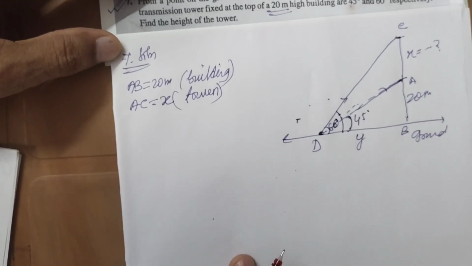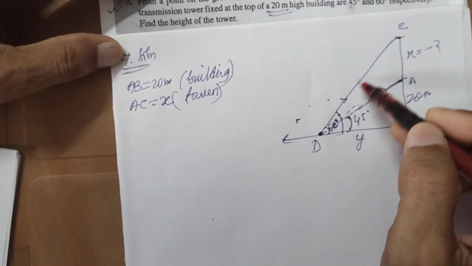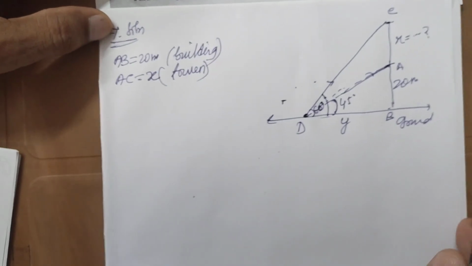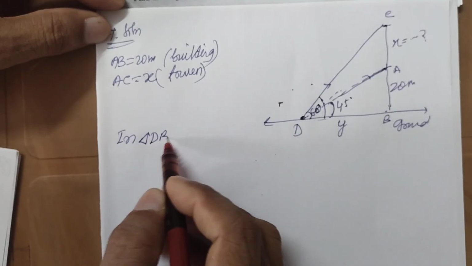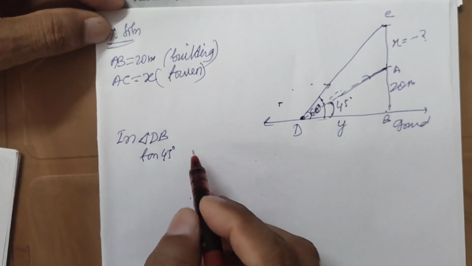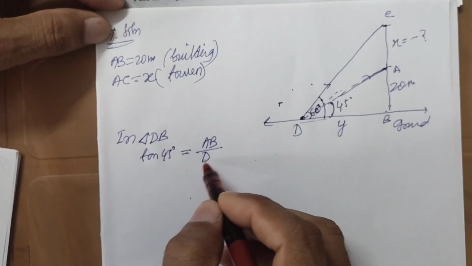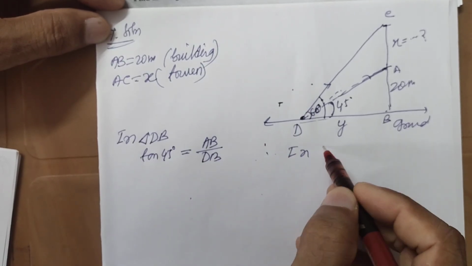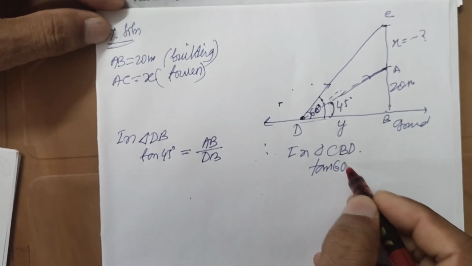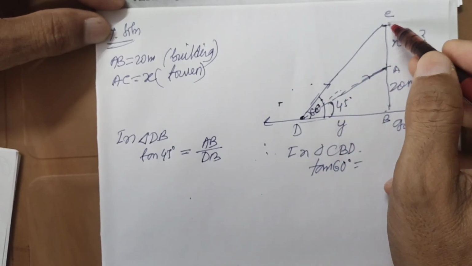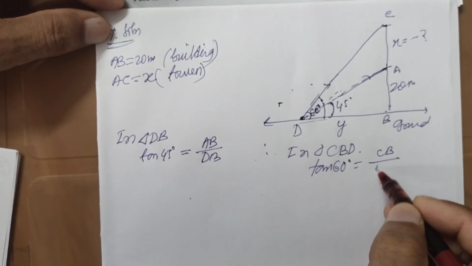Here also you will use it 2 times, once in triangle ADB, again in triangle CDB. So there will be 2 portions, and easily you can get the value of x. Once in triangle ADB, tan 45 degree. Tan theta is perpendicular by base, so it is AB by DB. And again in triangle CBD, tan 60 degree, the bigger angle. In this triangle, this is perpendicular, this is base, so CB by BD.